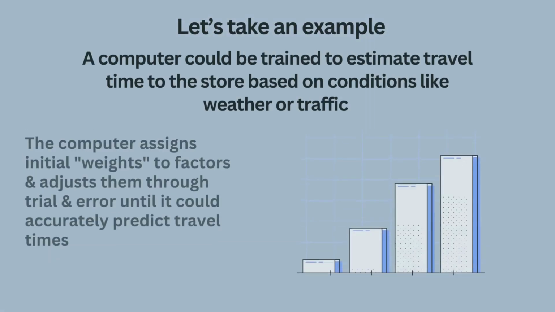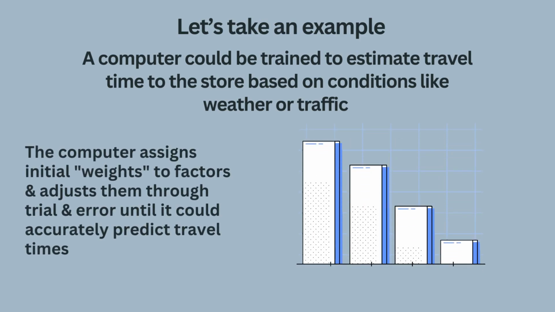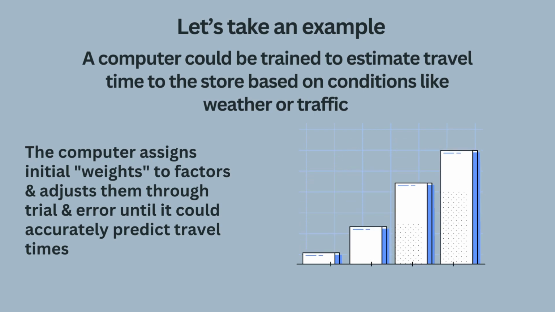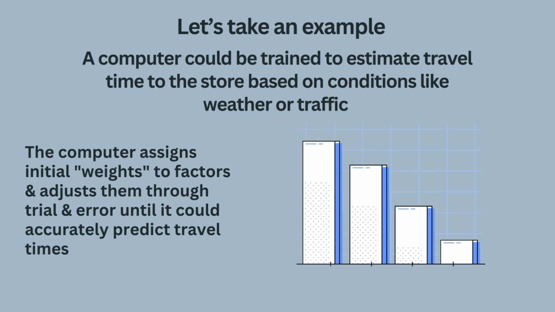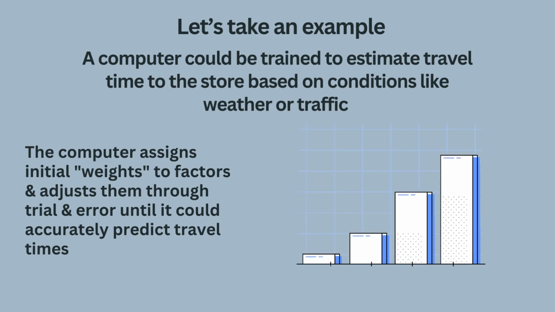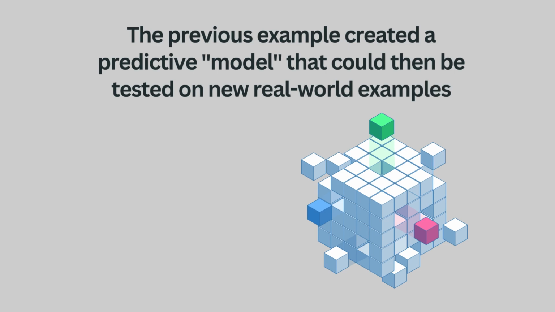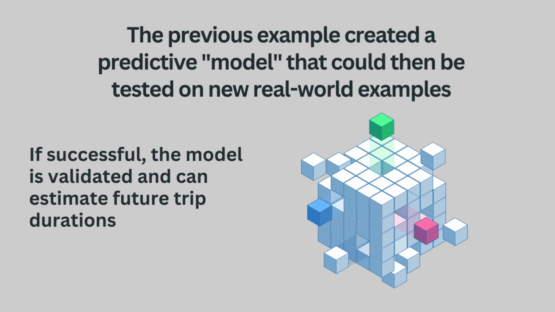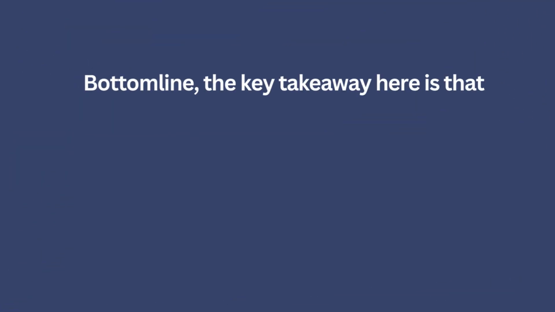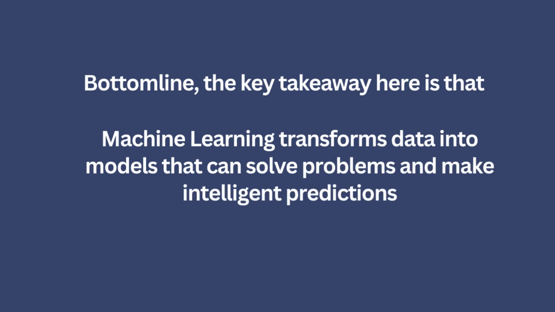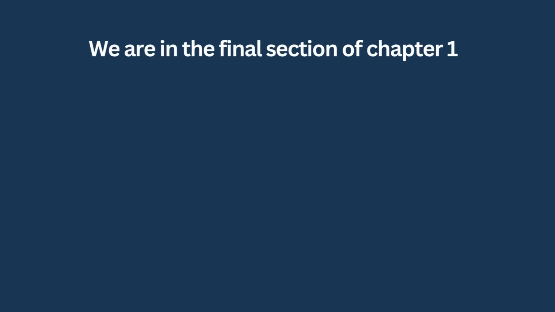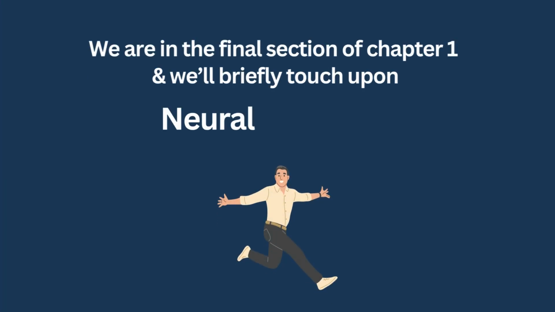A computer could be trained to estimate travel time to the store based on conditions like weather or traffic. The computer assigns initial weights to factors and adjusted them through trial and error until it could accurately predict travel times. The previous example created a predictive model that could then be tested on new real-world examples. If successful, the model is validated and can estimate future trip durations. To summarize, the key takeaway here is that machine learning transforms data into models that can solve problems and make intelligent predictions. We are in the final stretch here, and we will briefly touch upon neural network concepts.